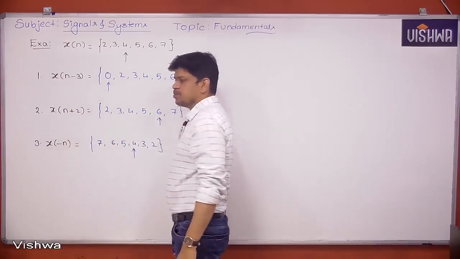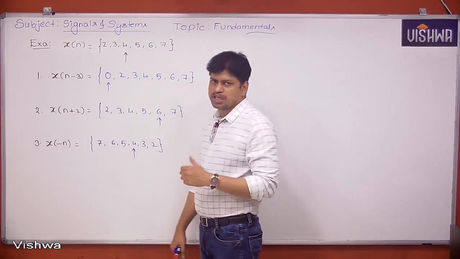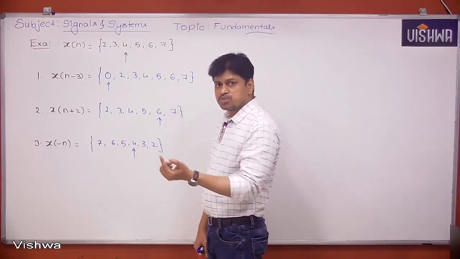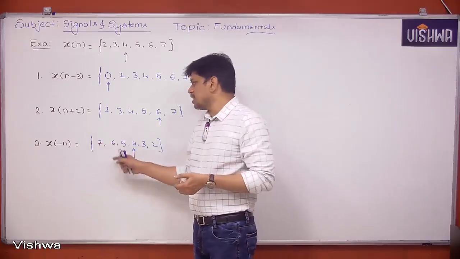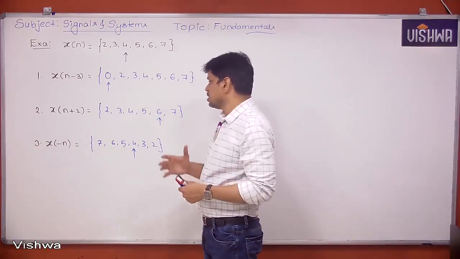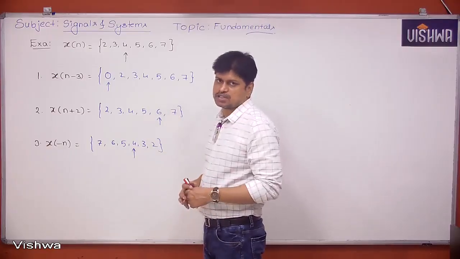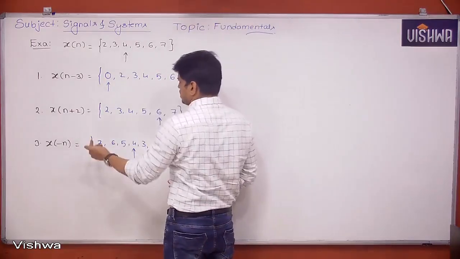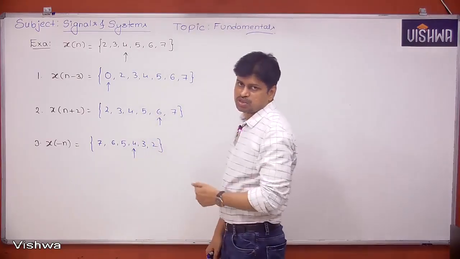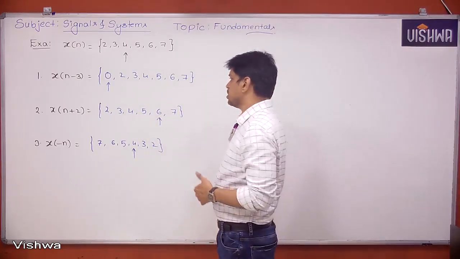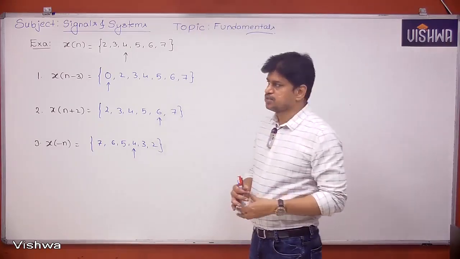To find x of n plus 2, the sequence or signal has to move leftwards by 2 units, or the arrow is moving rightwards by 2 units. So that's the way. Next, to find x of minus n, what we are doing is simply keep the 0th position as it is and write the sequence in the reverse order. So write the sequence in the reverse order 7, 6, 5, 4, 3, 2 and keep the 0th position where it is, at 4. So that's what we have to say. Clear? So let's try to write these points. First take down, then we will write those points that I have discussed here.